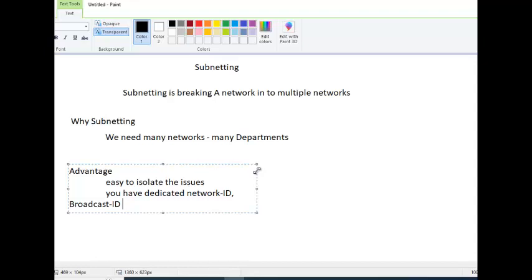So if you want to send traffic to every member in the sales department, you can use the broadcast ID of the sales network. When you use the broadcast ID of the sales department, it won't go to the production department. So each department has a dedicated broadcast ID when you do subnetting. If no subnetting, then for the entire office, there will be only one broadcast ID. So you will not be able to talk to one particular network if you want.